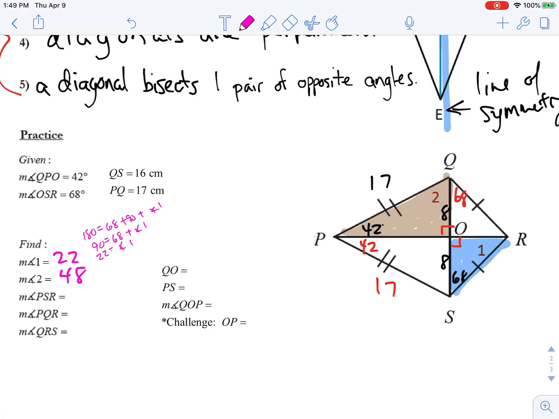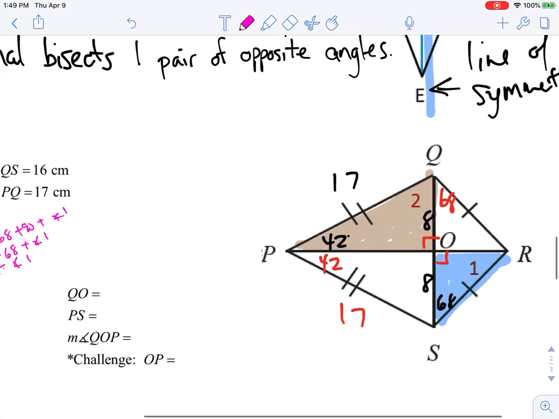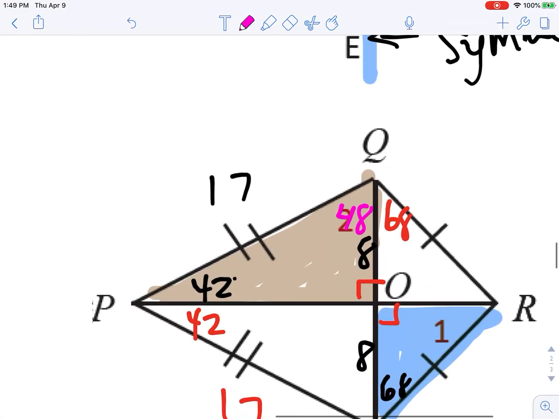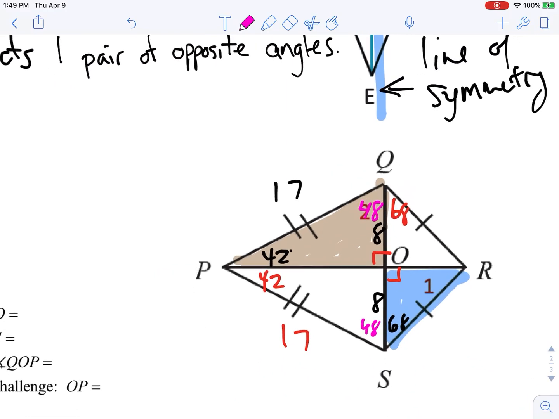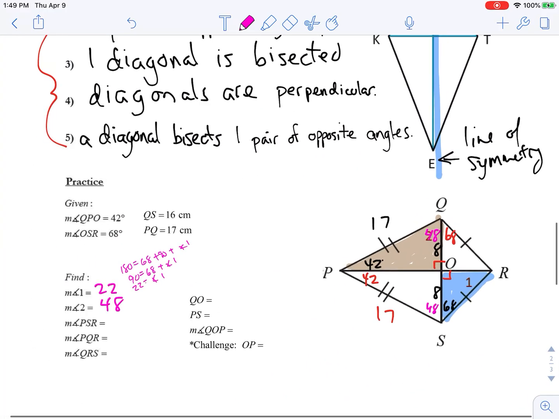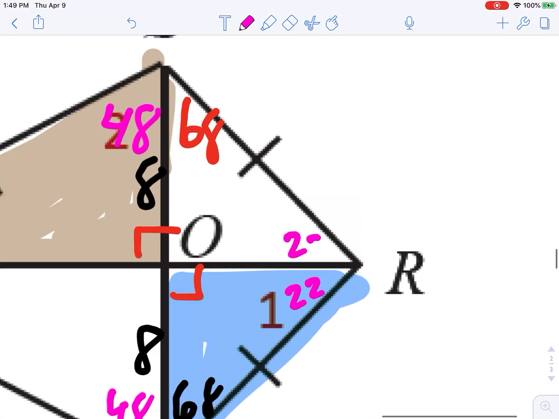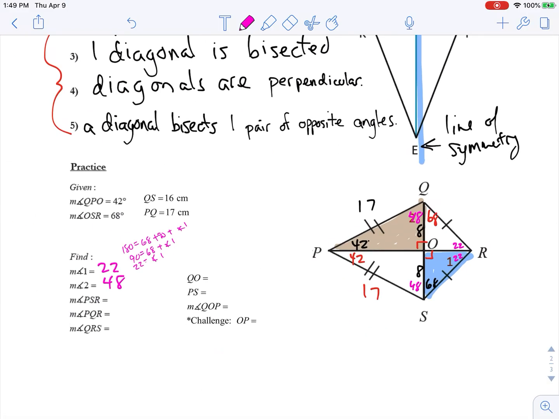Angle PSR, oh, we figured out this was, I should probably write these numbers in here. This is 48 degrees, 48 degrees, 68, 68, you got that. Angle 1, 22 and 22. Just writing in things we've learned. So PSR is if I add 48 and 68. So 40 plus 60 is 116 degrees. PQR is the same, 116 degrees. That was easy. QRS, 22 plus 22, that's 44 degrees.